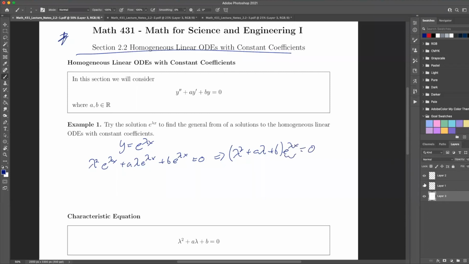Well, can e to the lambda x ever be 0 for any lambda? No, right? It has to be positive. So it's not this. It must mean that this is equal to 0. And so what we do is we call this the characteristic equation.